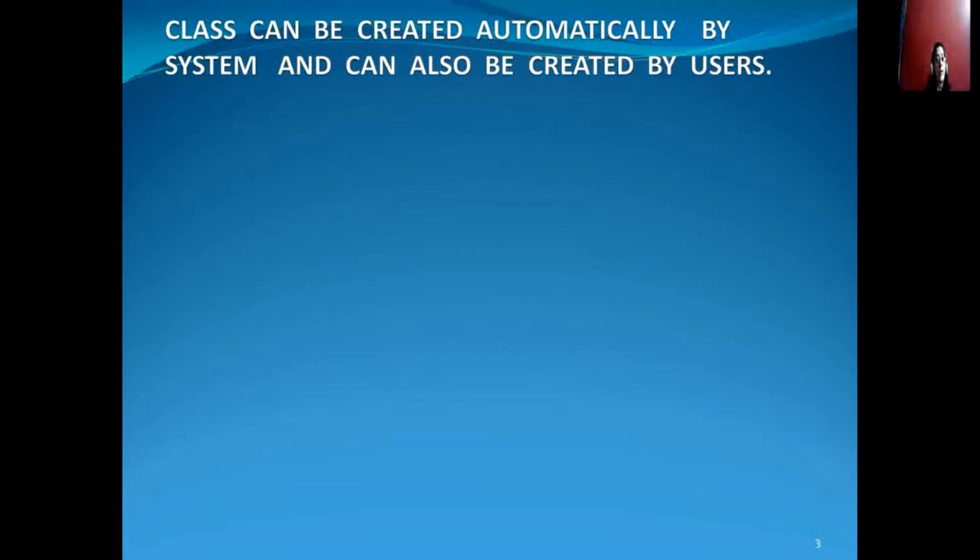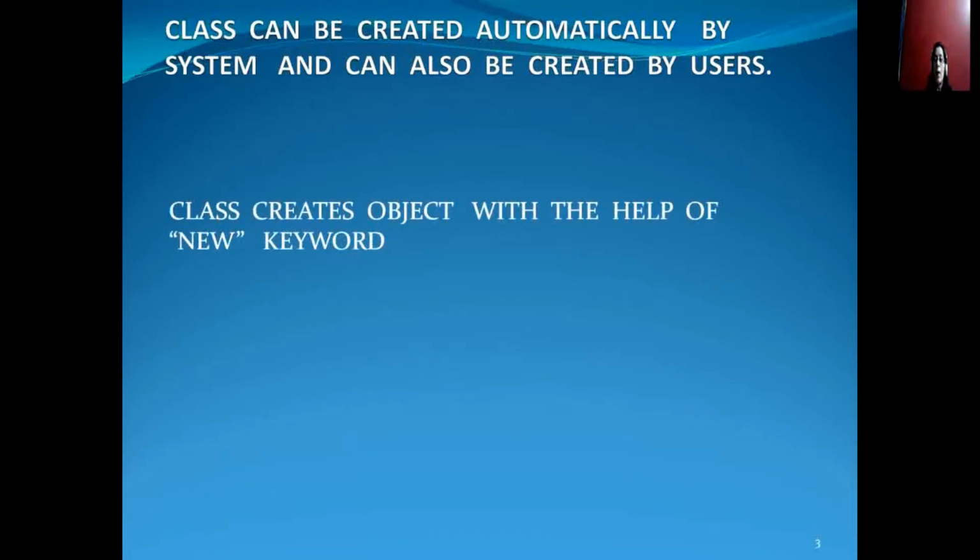Now, classes can be created automatically when we write a program. Who creates that class? That class is created by the system itself. And it can also be created by users. Now we know that classes create objects. So with the keyword new, this object can be created.